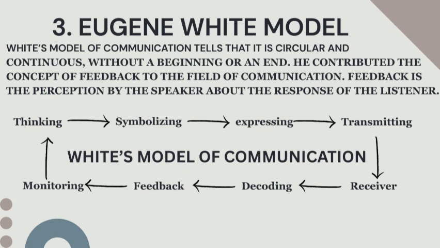Examples. Eugene White's model. In a classroom, a teacher plans and delivers a lesson, thinking to transmitting. Students receive and interpret it, receiving and decoding, and respond with questions or feedback. The teacher observes their reactions, monitoring, and adjusts the lesson. This cycle shows how communication is continuous and shaped by feedback.